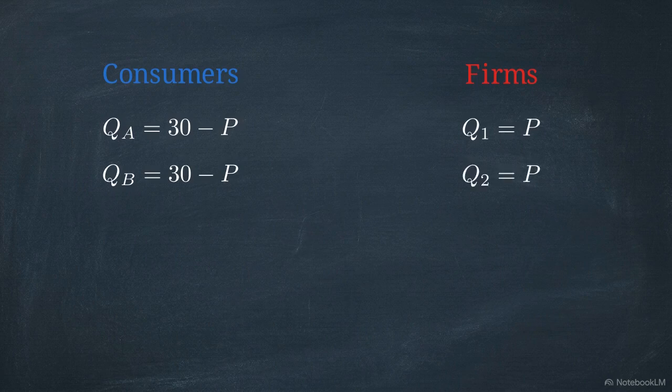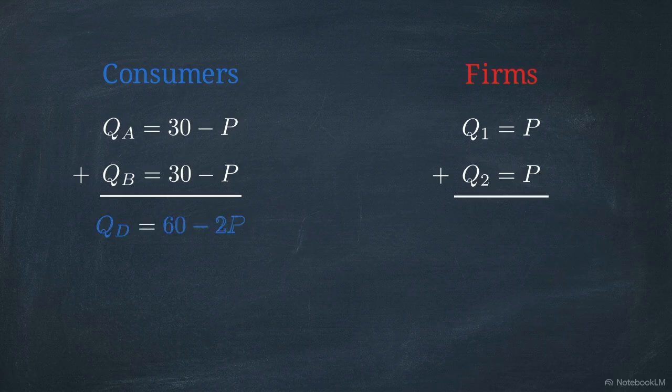To determine how the entire market behaves, we aggregate these individual equations. We do this by adding their quantities horizontally, focusing on Q, not prices. Adding the 2 consumer demands gives us a total market demand of 60 minus 2P, while adding the 2 firms gives us a total market supply of 2P.